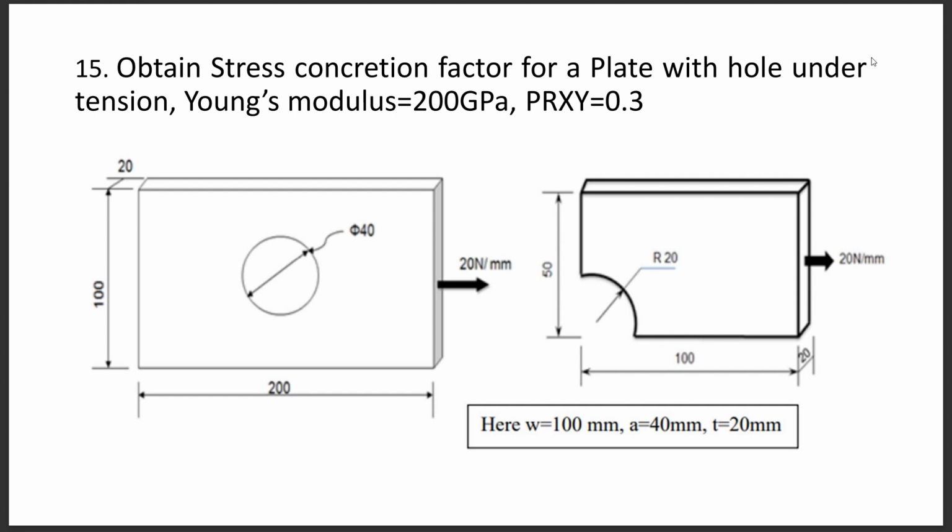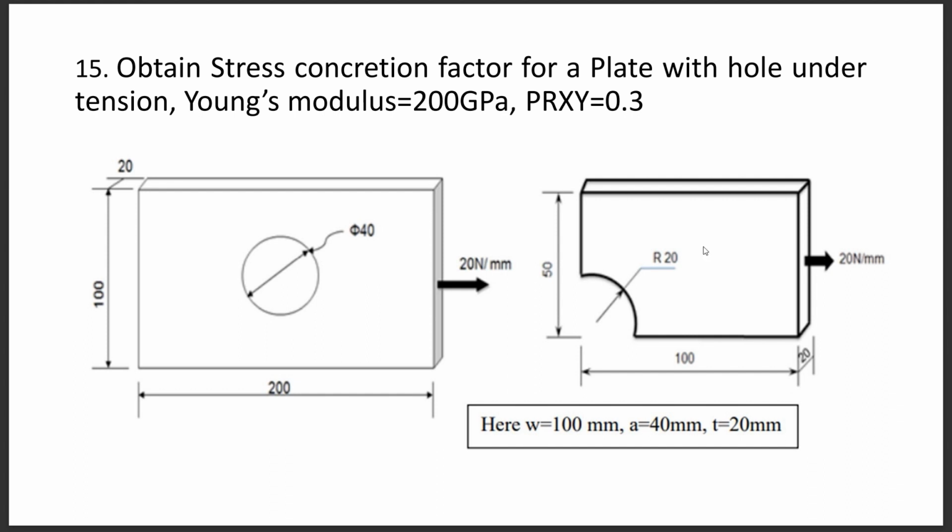Obtain stress concentration factor for a plate with a hole under tension, and modulus of elasticity of that material is equal to 200 gigapascal. That means 2 into 10 to the 11 Newton per meter square, and Poisson's ratio is 0.3. Plate thickness is provided as 20 millimeter, and we need to provide a pressure of 1 megapascal or 1 into 10 to the 6 Newton per meter square at the right hand side. Right? So without wasting time, let us start the model.